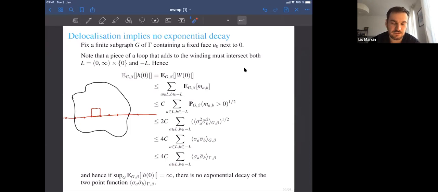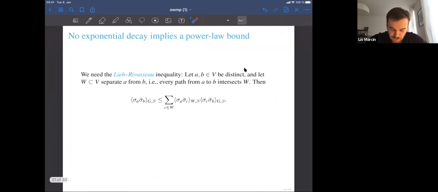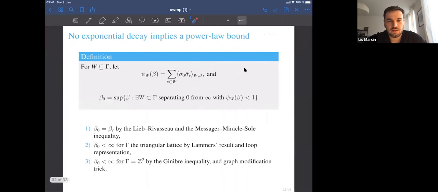And to prove that you actually have polynomial decay when you don't have exponential decay, you use what's called the Lieb-Rivasseau inequality, which is a variant of the Simon-Lieb inequality for the Ising model. But since I'm already out of time, I will not tell you about this. But this is the last slide, which gives you this argument.